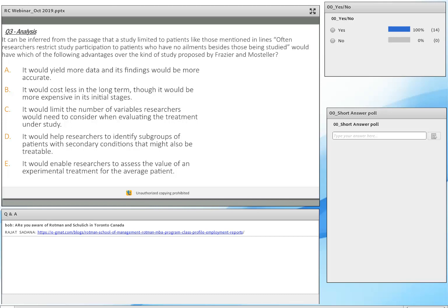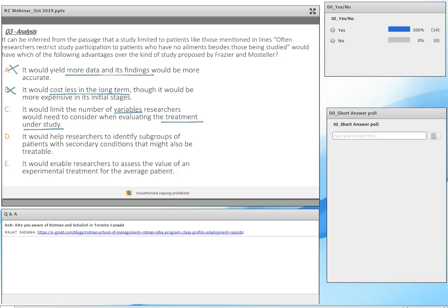If you see choice number C, it would limit the number of variables researchers would need to consider when evaluating the treatment under study. There are some questions in which you need to read the answer choices to see what makes sense. And for those questions, you rely on eliminating the incorrect answer choices. It would yield more data and its findings would be more accurate. Again, there's nothing in the passage that talks about accuracy. It would cost less in the long term. There's nothing about the cost in the passage.